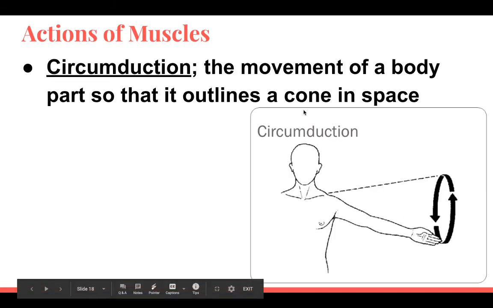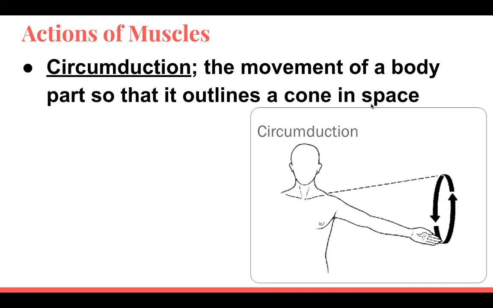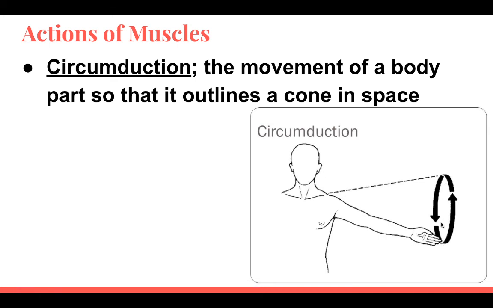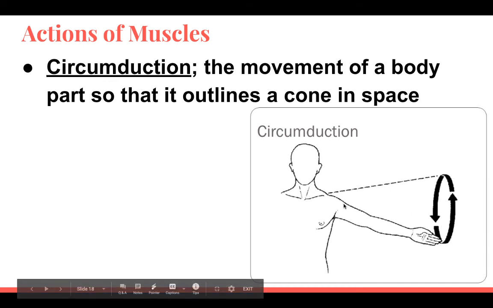Circumduction is the movement of a body part so that it outlines a cone in space. This can mainly be done with your ball and socket joint at your hip and your shoulder. So when we take our arm out, like we see here in this picture, and notice how we rotate our arm so that our hand draws a circle. If you draw a circle with your hand, then you're actually making a cone in space.